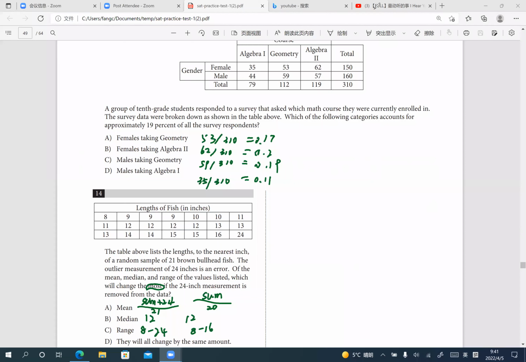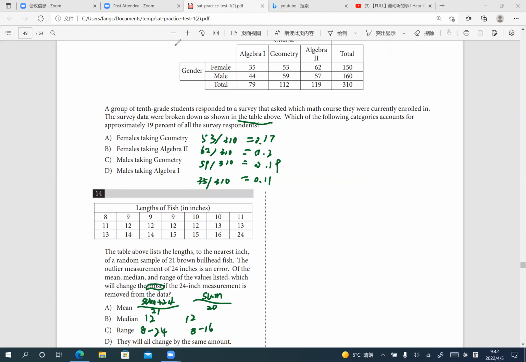Question 13. A group of 10th grade students responded to a survey that asks which math courses they were currently enrolled in. The survey data were broken down as shown in the table above. Which of the following categories accounts for approximately 19% of all the survey responses? So option A, females taking geometry.